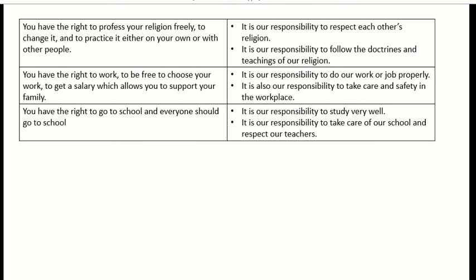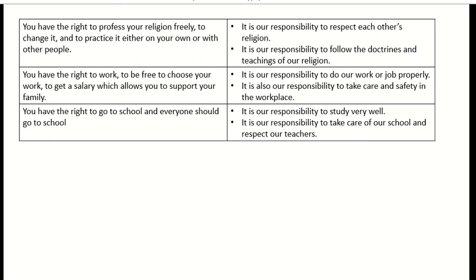Next, you have the right to work, to be free to choose your work, to get a salary which allows you to support your family. So karapatan mong makapagtrabaho, mamili ng gusto mong trabaho at sahod para mabigyan ng suporta ang iyong pamilya. So ngayon, ano naman ang responsibilidad mo? It is your responsibility to do your work or job properly, di ba? Magtrabaho ka rin ng maayos.